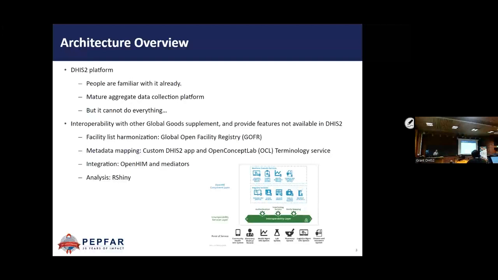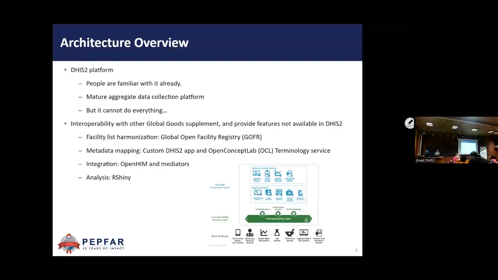Similarly to ECOWAS, we have metadata that needs to be mapped. For that, we use Open Concept Lab, the OCL, the terminology service. But OCL, when we started using it, didn't have any front end that would be easily usable in our environment. So we actually used the DHIS2 platform to create an application, which is another feature of DHIS2 that makes it easy to use. And then there are backend processes.